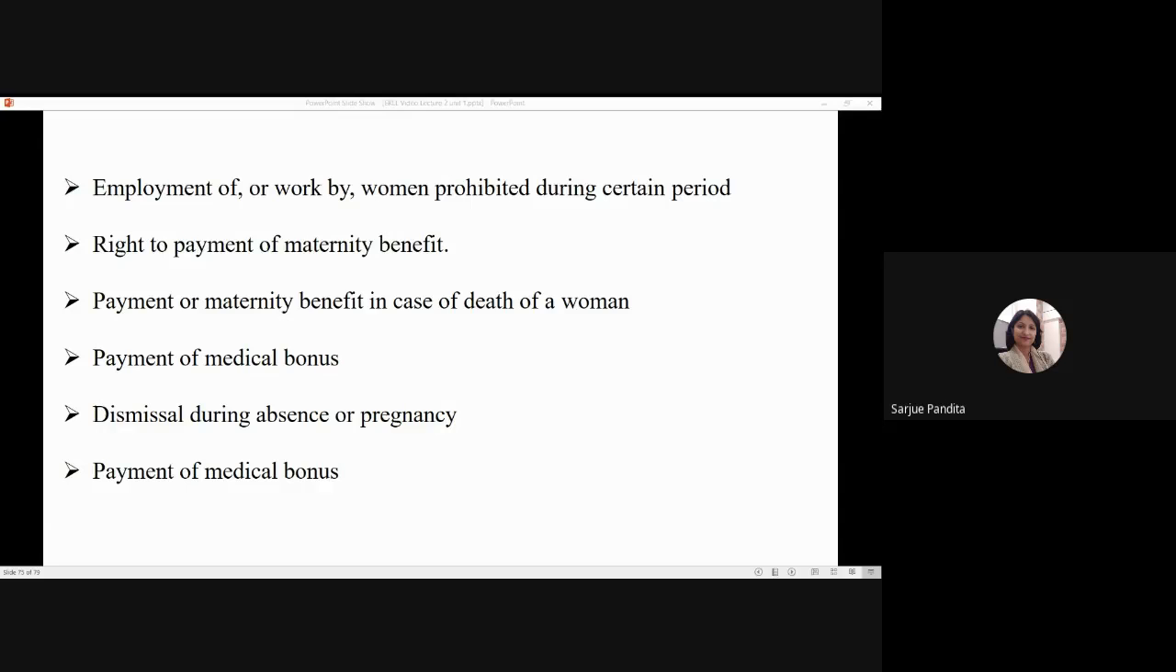Then, provided that the qualifying period of 160 days shall not apply to a woman who has immigrated into the state of Assam and was pregnant at the time of immigration. That means, because this was applicable to the tea plantations also, and Assam has huge tea estates and gardens, this provision was included in the Act, that the qualifying period of 160 days shall not apply.